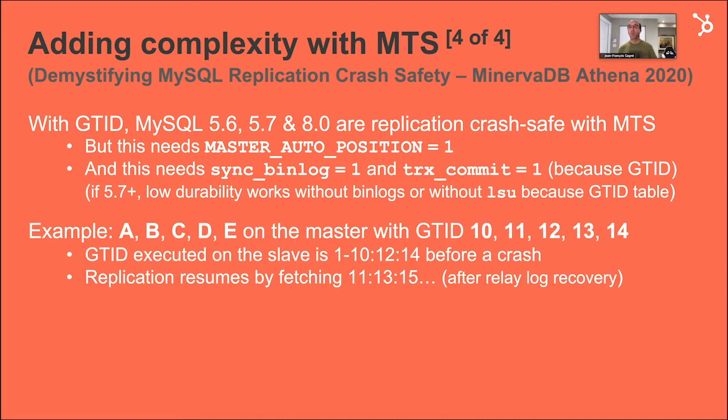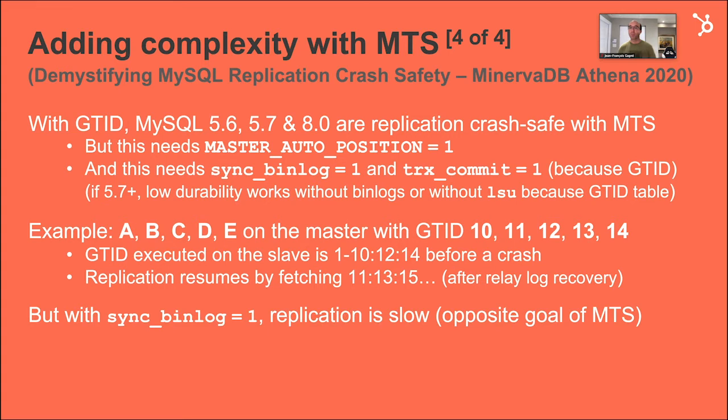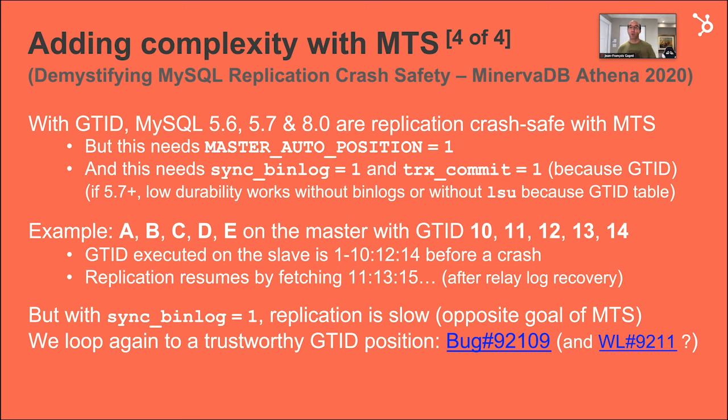So yet again, an example: A, B, C, D, E, transaction numbers 10, 11, 12, 13, and 14. The slave has executed 1 to 10, 12, and 14 before the crash. After recovery, everything is good. We don't lose the position because we're syncing our binary logs. The slave will fetch number 11, 13, 15, and so on. But this needs sync binlog equal 1, which is slow. And if you're using multi-threaded replication, you want things to be fast. So yet again, we loop at the problem of needing a trustworthy GTID position.